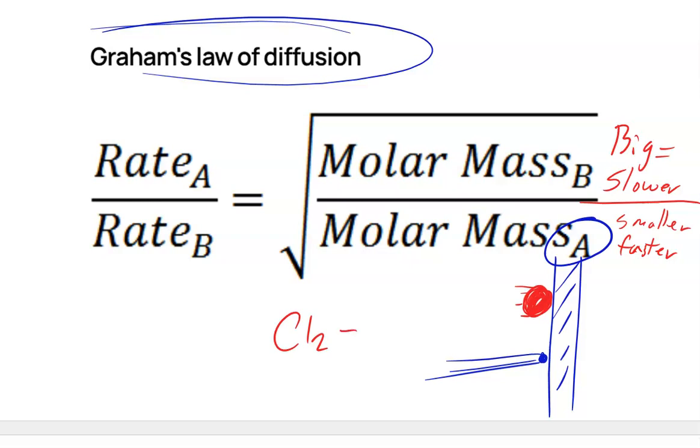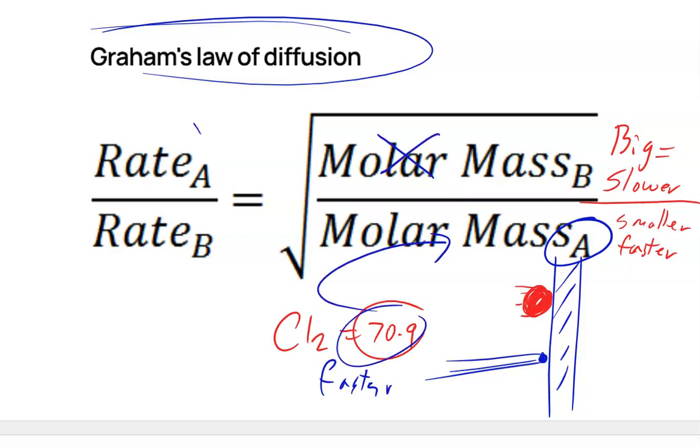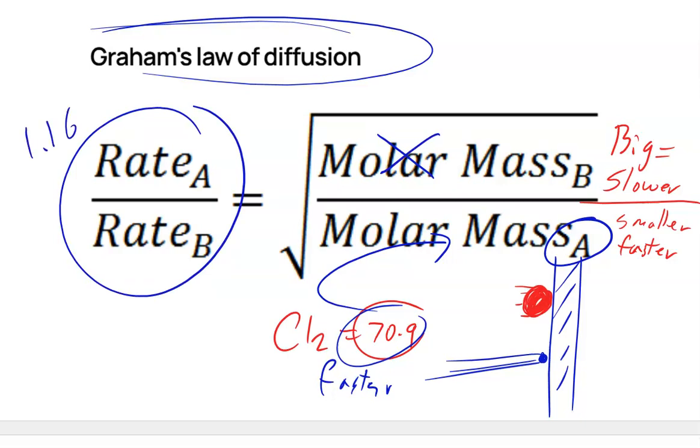35.45 times 2 or 70.9. If it's slower, right, we'll put the 70.9 on top and X on the bottom. If we said, oh, no, I'm sorry, we meant to say that the chlorine diffuses faster. Well, if it's faster, it's smaller. We put the 70 on the bottom. We put the X on top. And we'll have a value of like, oh, 1.16 times faster.